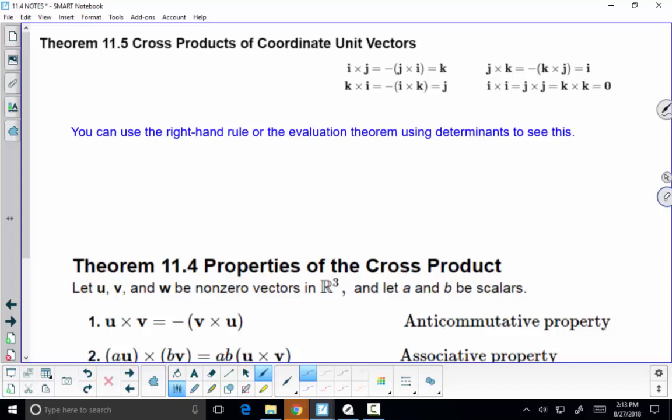J cross I is minus K. What if you do K cross I? K cross I is J. I cross K is negative J. Right? So with these unit vectors, it works out really nicely. You just have to follow the right-hand rule.